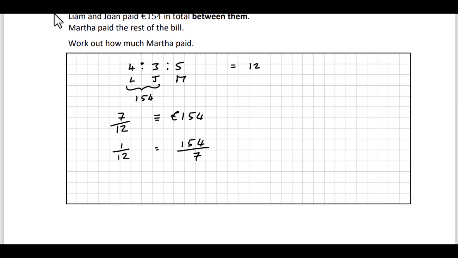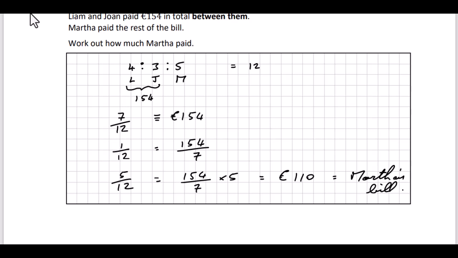Now we want to know what this 5/12 is. In order to work that out, all we've got to do is multiply by 5. So we're going up to 5/12. We're going to multiply this 154 over 7 by 5. When you do that, you get 110 euros. So it says work out how much Martha has paid. So this is equal to Martha's bill, if you like. Okay, so that's it for part B. Let's have a look at part C.